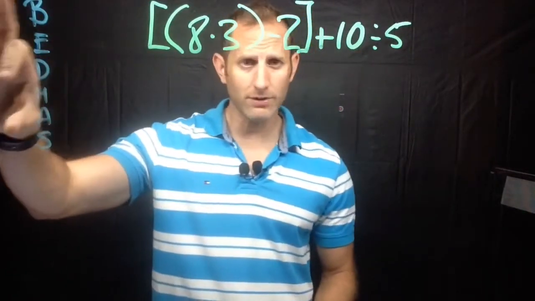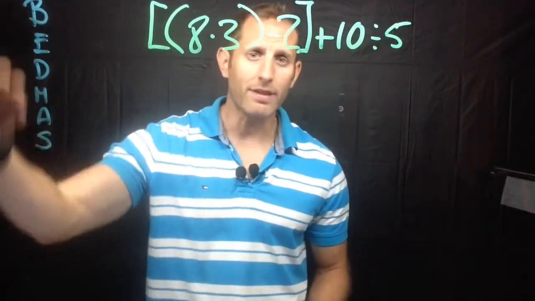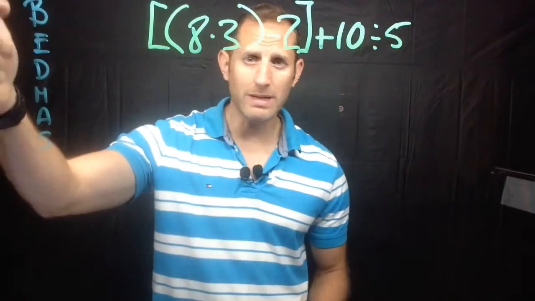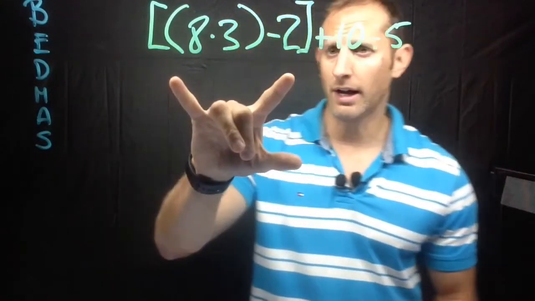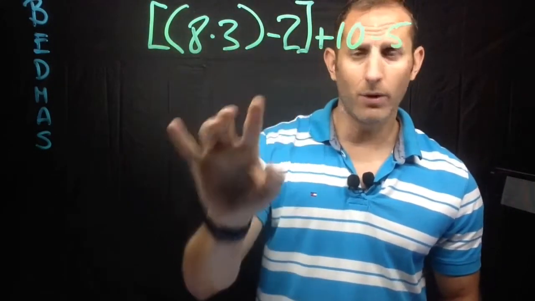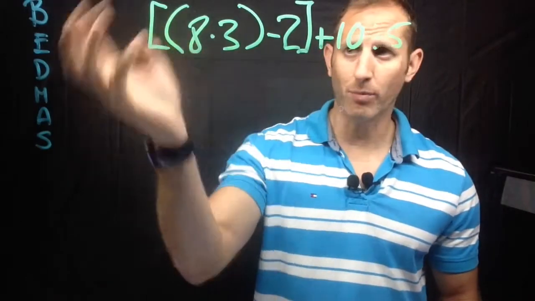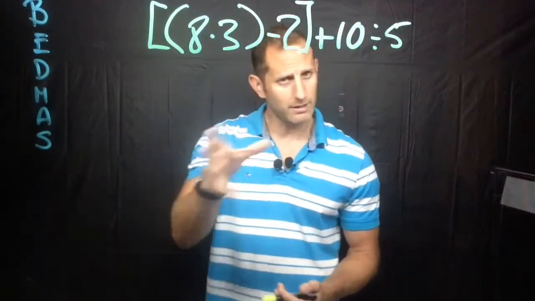So these are the orders in which we have to be able to go through and look at things mathematically. So B stands for brackets. We're going to do anything in brackets first. And you can see in our equation here that we have a set of square brackets and we also have a set of round brackets. So we have brackets within brackets, and those are called nested brackets. We'll get to those in just a second.